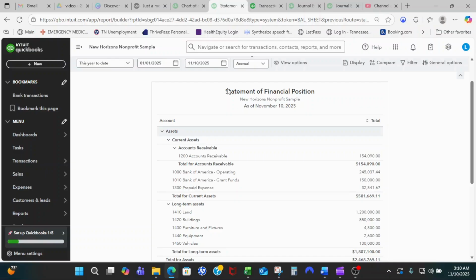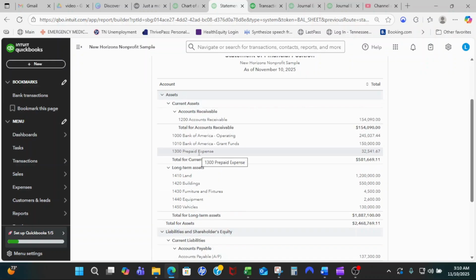Because I'm doing a nonprofit sample, this statement is called Statement of Financial Position, but in a normal corporate setting, this would be known as a balance sheet. And we've decided that we want to take a look at the prepaid expense account. Notice the balance. We want to reconcile this balance to our schedule and make sure that we have supporting documentation. But let's go ahead and look at this account.